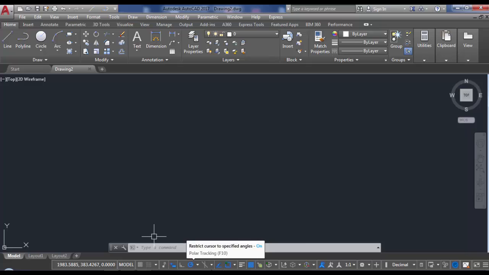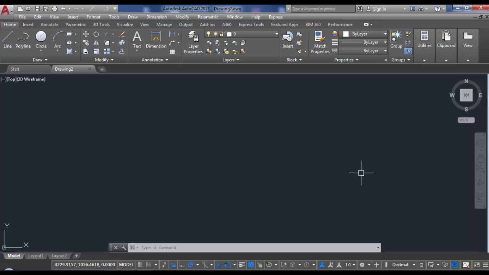This is polar tracking and OSNAP. You have to keep them on anyhow. Why we have to keep them on, I'll be telling you later on. Right now you can't understand why these are necessary.